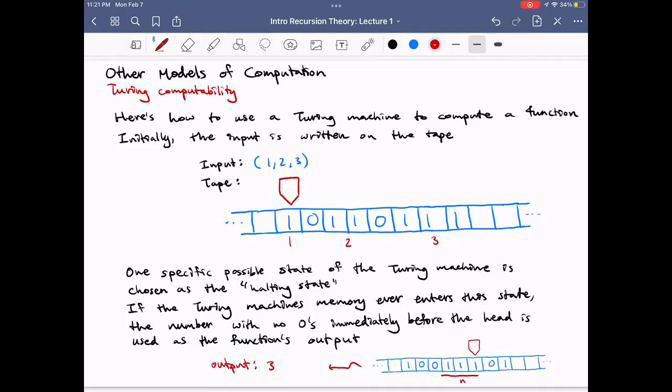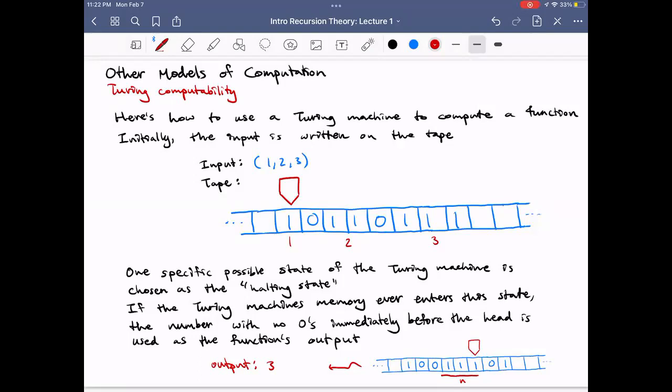So that's how you can define a function from a Turing machine. You write the input for the function on the input tape, and you let the Turing machine run. When it stops, you get the output from the tape, and that's the output for your function. Of course, it's possible the Turing machine will never stop, will never enter the halting state, in which case this input has no well-defined output, so we're dealing again with partial functions.